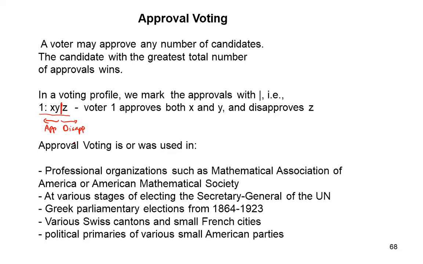Approval voting is very popular. It is used in many different settings. It was used at our department in some voting, but it is used in large professional organizations such as the Mathematical Association of America or the American Mathematical Society, at various stages of electing the Secretary General of the United Nations. It was used in Greece in parliamentary elections and in many other situations. It is a very natural way of voting.